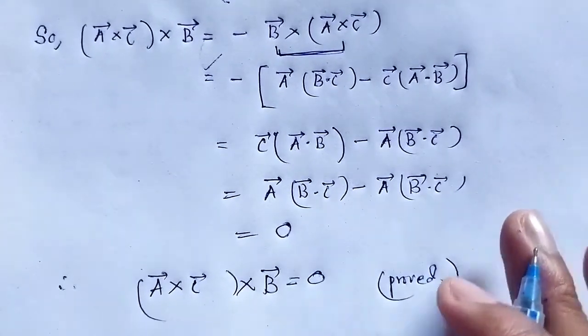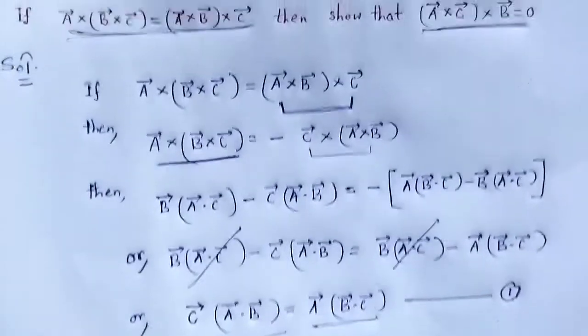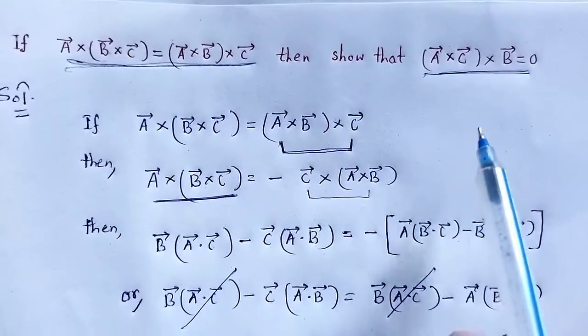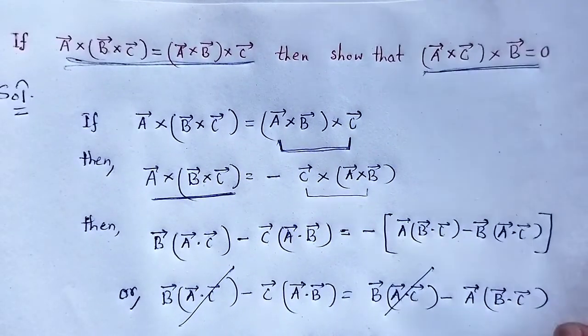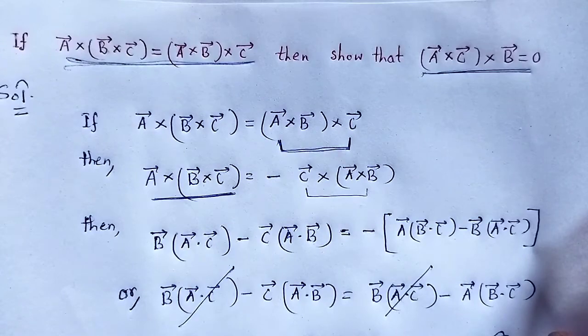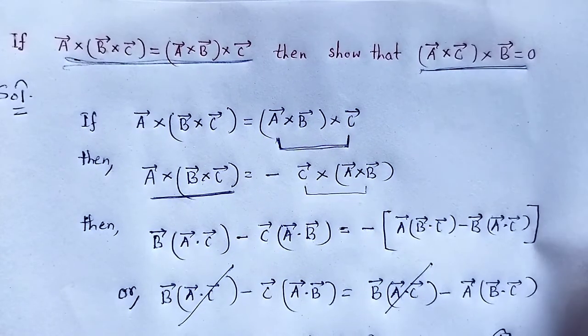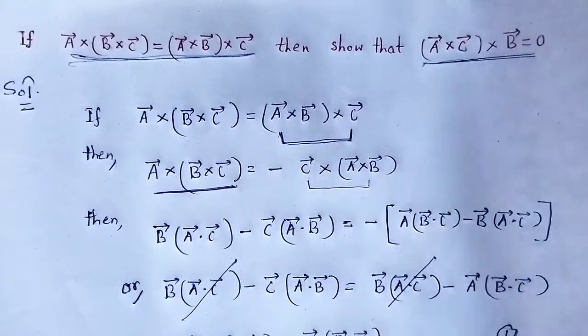In this way we proved that A cross C cross B is equal to 0 by using the concept of vector product and also the expansion rule of the vector triple product.